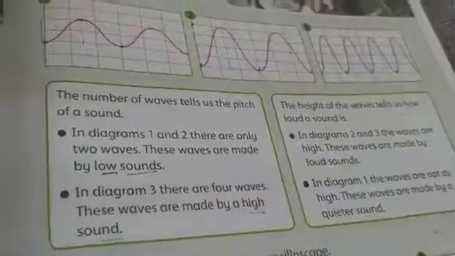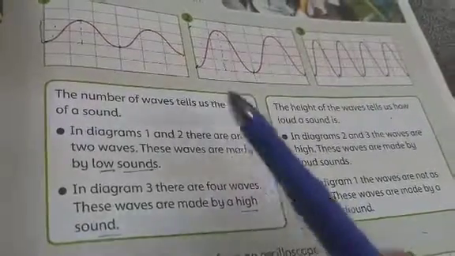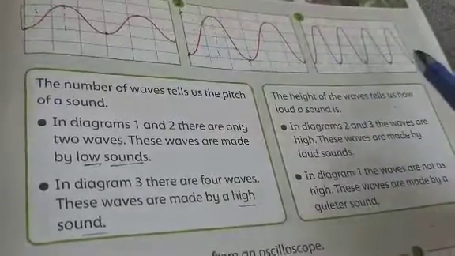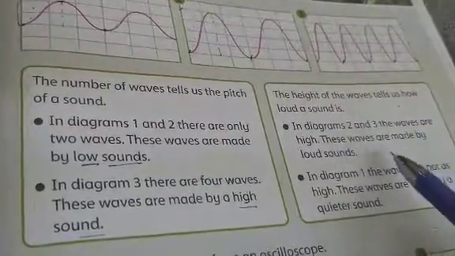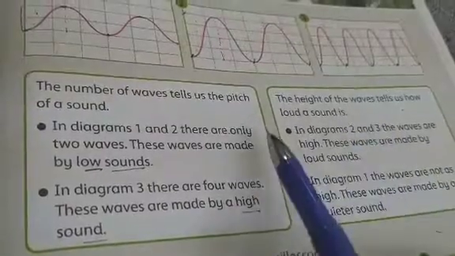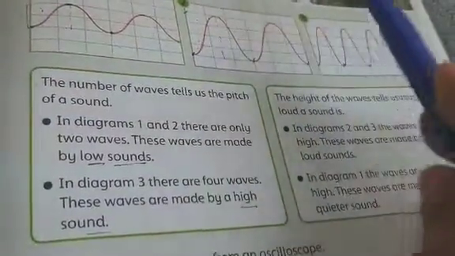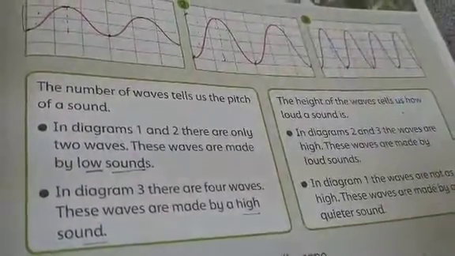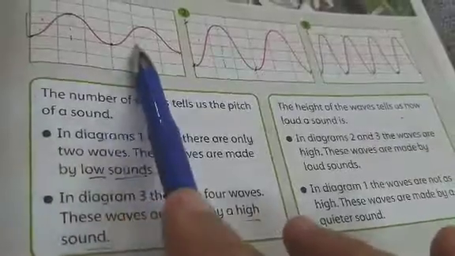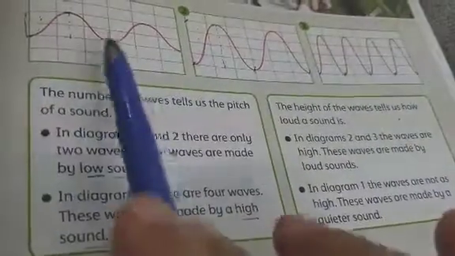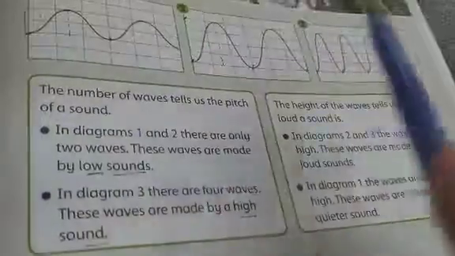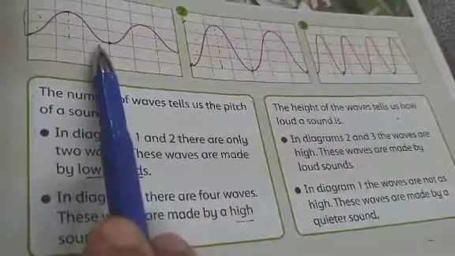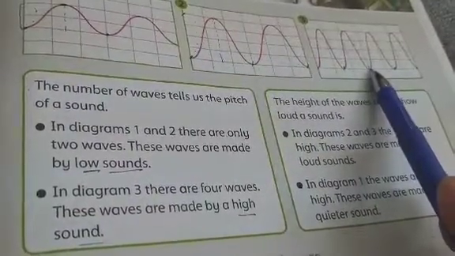So again, when we talk about pitch of the sound, when the number of waves increases, the pitch of the sound will be high. When we talk about the volume of sound, we talk about loud or quieter. When the height of the sound increases, this sound will be loud sound. So here we have 2 and here we have 4. This will be low pitch and this will be high pitch. This will be quieter sound and this will be what?